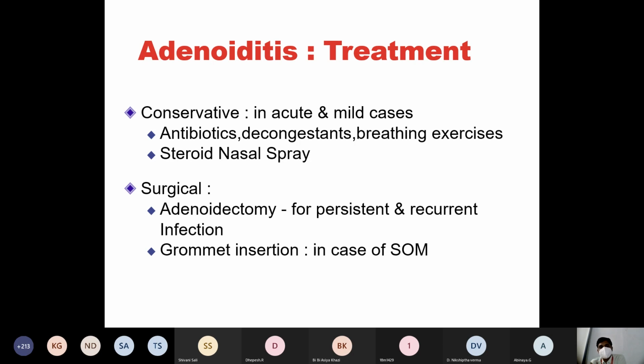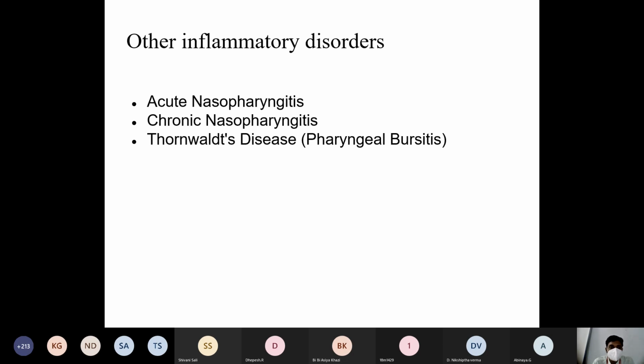Treatment in acute and mild cases will be conservative, consisting of antibiotics for removing the source of infection, nasal decongestants temporarily, breathing exercises, and topical steroid nasal sprays such as mometasone nasal spray for a period of up to 3 to 6 months. The surgical treatment will be adenoidectomy for persistent and recurrent infection or complications of adenoiditis such as secretory otitis media. Along with the adenoidectomy, the common practice is to do grommet insertion to relieve the secretory otitis media.